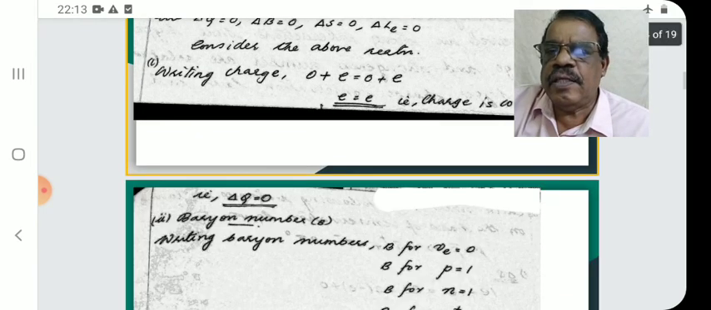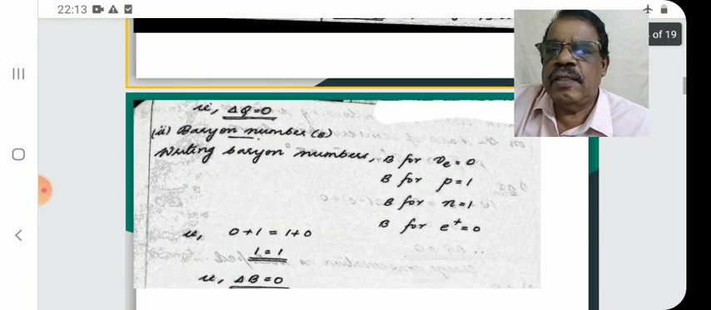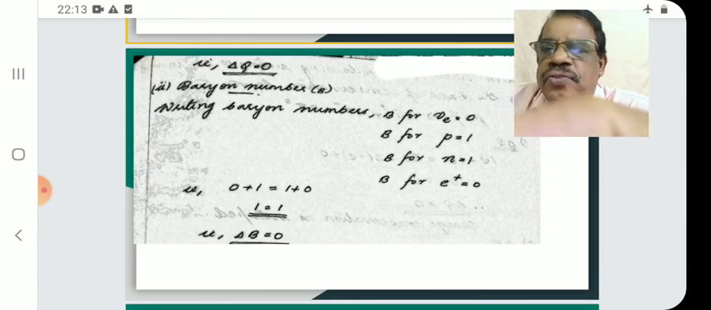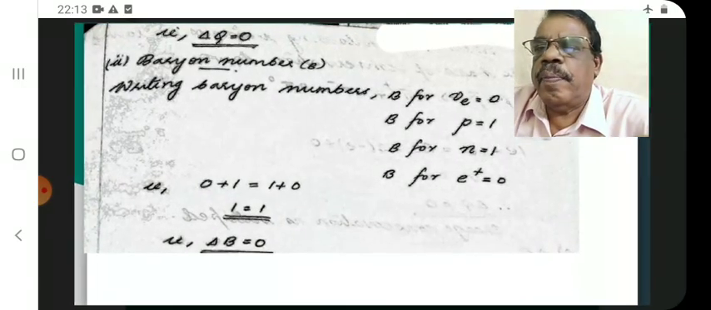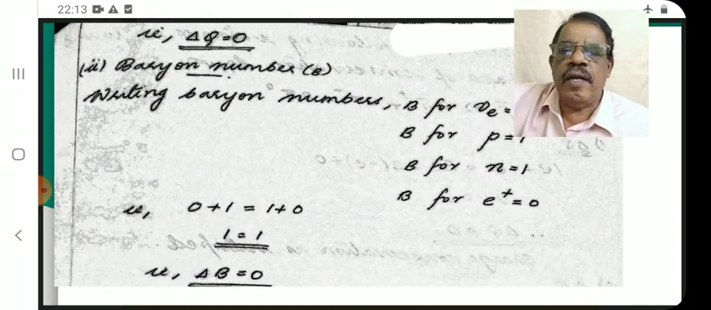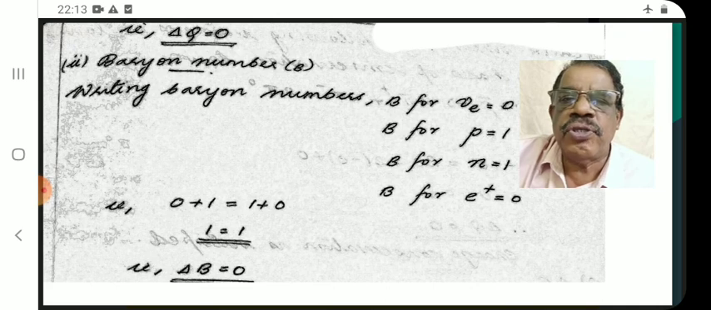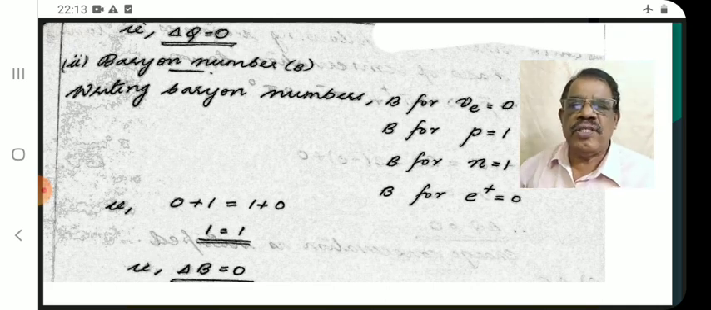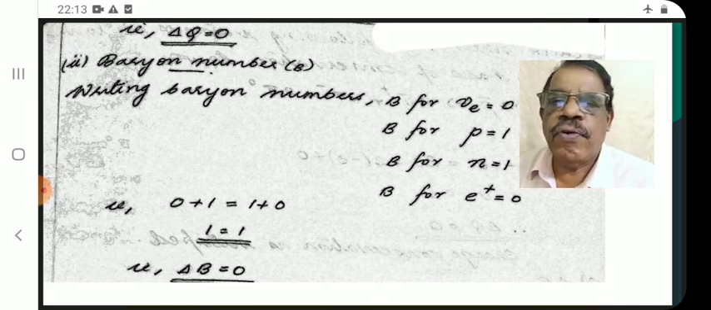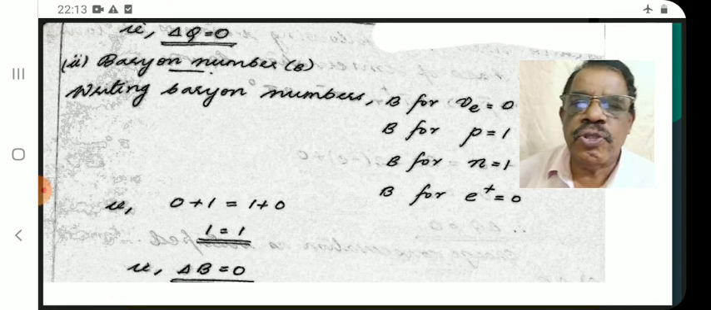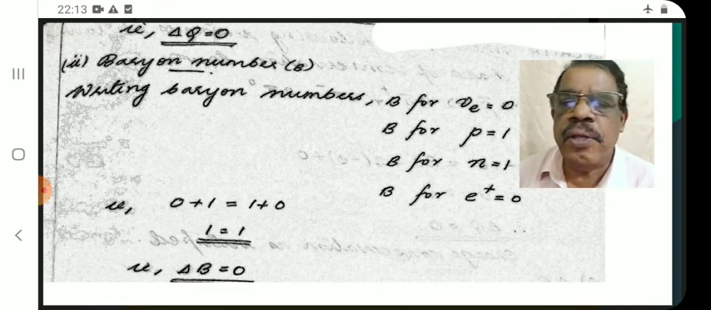That is delta Q is 0, conservation of charge is valid in this interaction. Now we see the baryon number. Writing baryon number, you know baryon number B of electron is 0 because electron is not a baryon. For proton it is 1, for neutron it is 1, for positron it is 0 because positron is not a baryon.